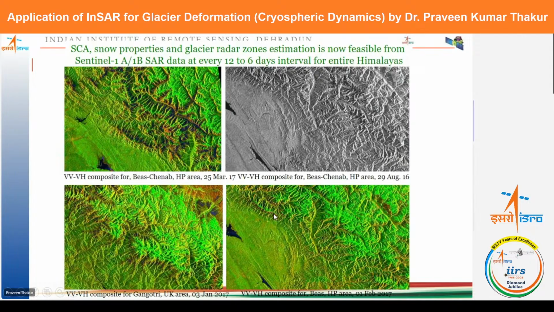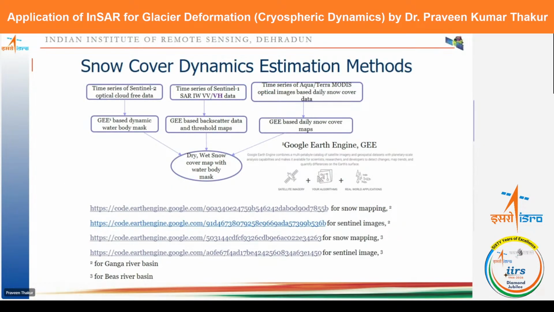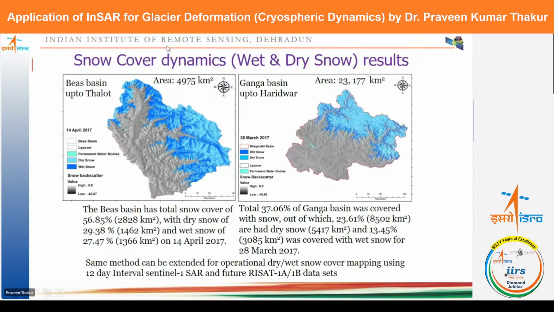whereas the southern slopes still have some melting snow. Similarly, this is for the upper Ganga basin. The high mountains above 4,000 meters have dry snow with high backscatter, whereas the southern slopes, which are exposed to the sun, have snow, but under wet conditions. This is for the single band image. These datasets are now available from Sentinel, so they can be used to automate wet snow cover mapping. Using those algorithms, this is one example for the Beas and Ganga basins, where we are estimating the wet and the dry snow.